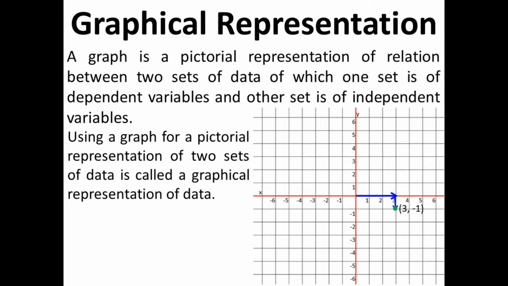First is the graphical representation. Graphical representation is a pictorial representation of relation between two sets of data, of which one set is of dependent variables and other set is of independent variables. You can see in the example that we have represented one set on x-axis and another set of data on y-axis.